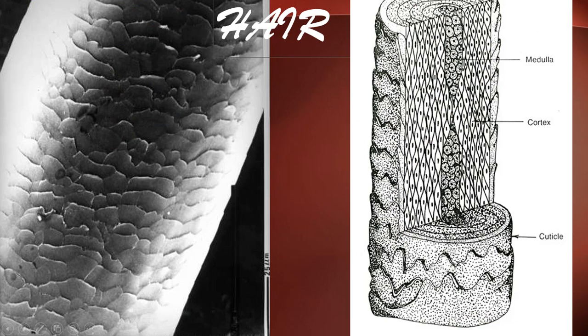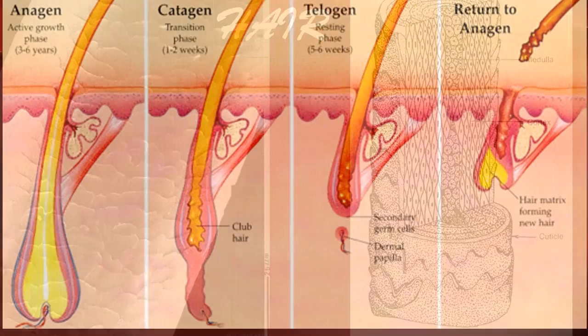If you look at it very closely, you can see those overlapping layers of keratinized cells that are dead, and then inside you can see there are actually concentric rings. In the middle we have the medulla, and then the cortex surrounding it, and then the cuticle is the outer portion right here that has this appearance to it.